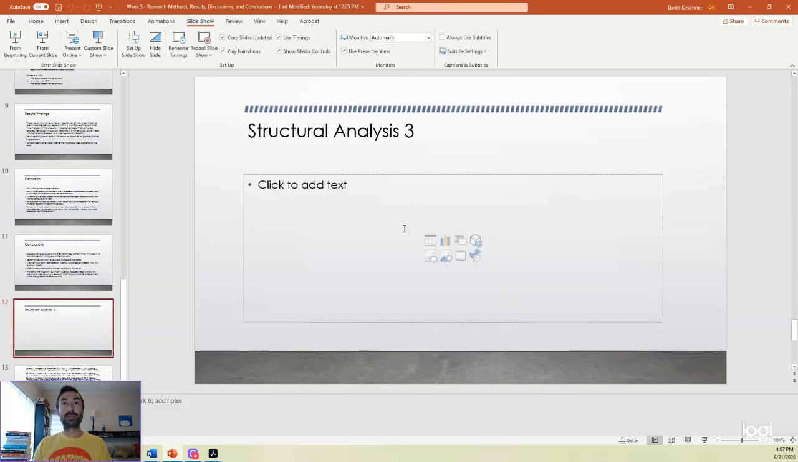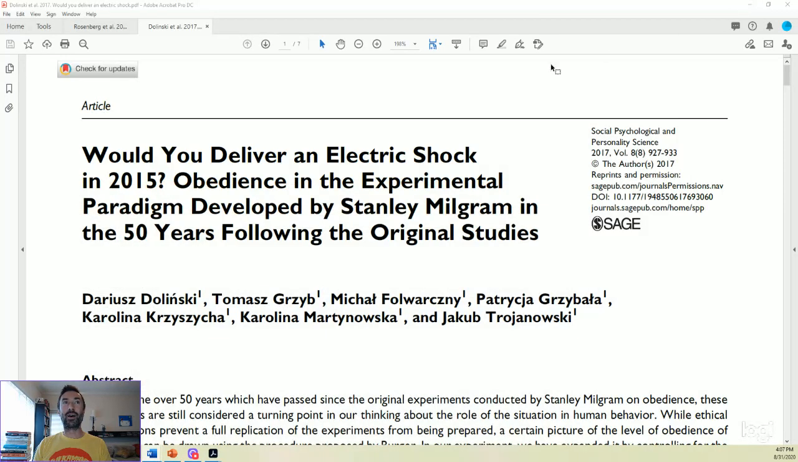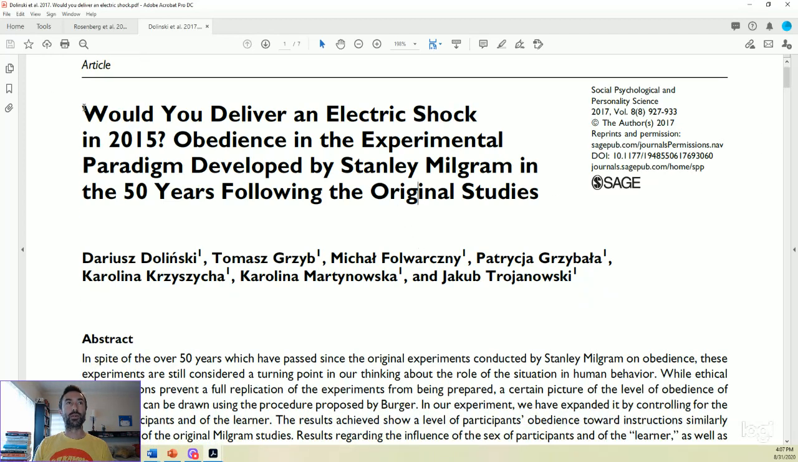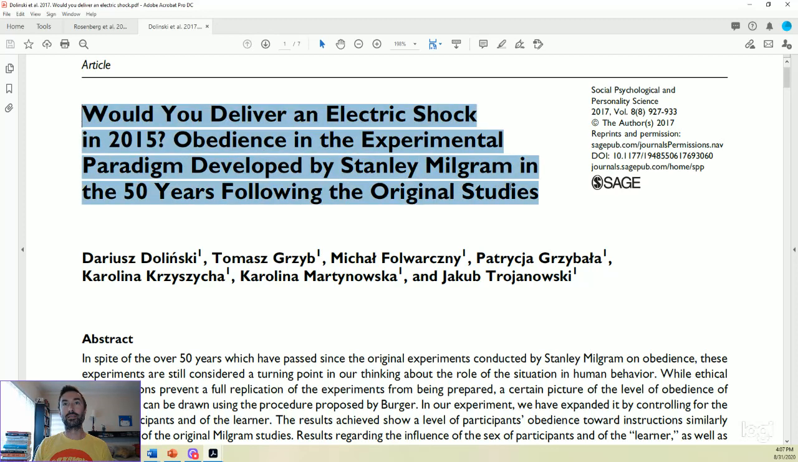We're going to talk about Delinsky et al. This one on electric shocks. So if you don't have this paper in front of you, you can Google the title and find it in a database. Hopefully you can at least see some of it. Or if you're on D2L, you can grab it from the folder that this is in.